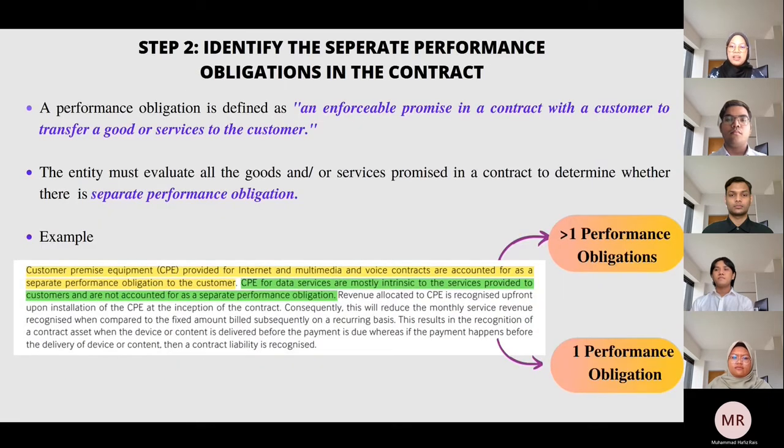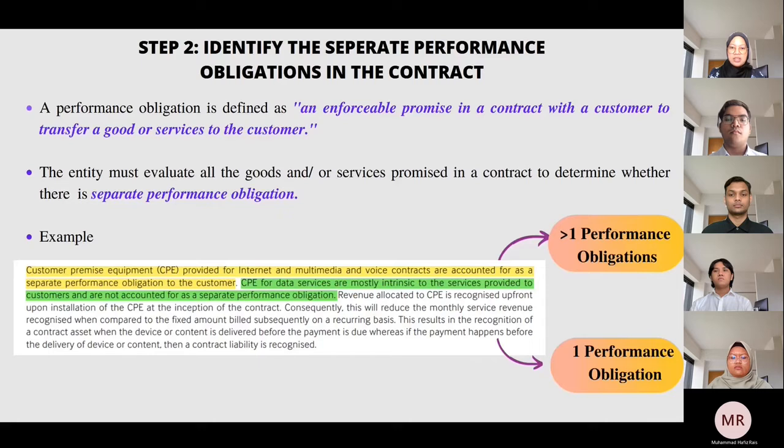Step 2. Identify the separate performance obligations in the contract. The definition of performance obligation is an enforceable promise in a contract with a customer to transfer a good or service to the customer. The entity must evaluate all the goods and services promised in a contract to determine whether there are separate performance obligations. Okay, to better understand separate performance obligations, we need to consider how many performance obligations we have on the product. It can be one or more than one performance obligation.